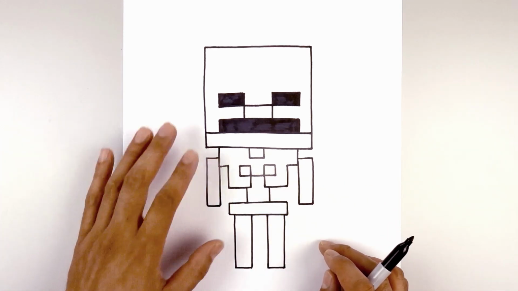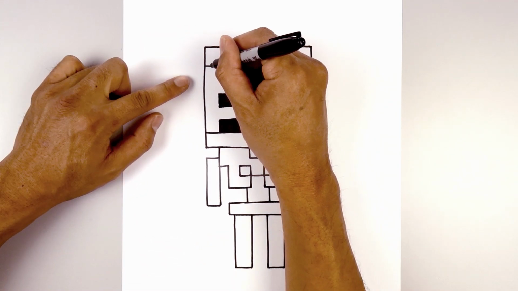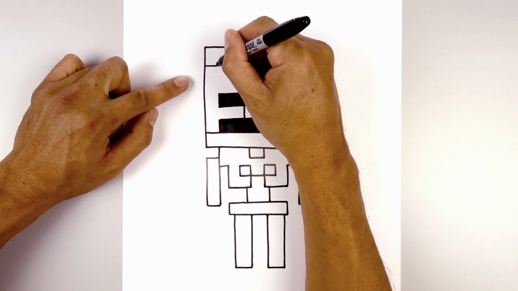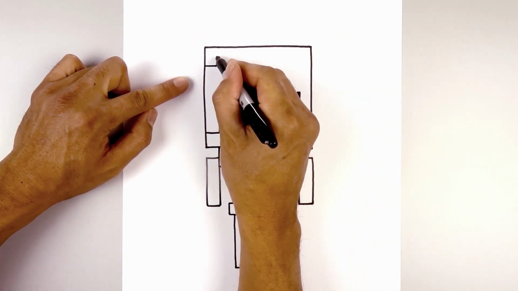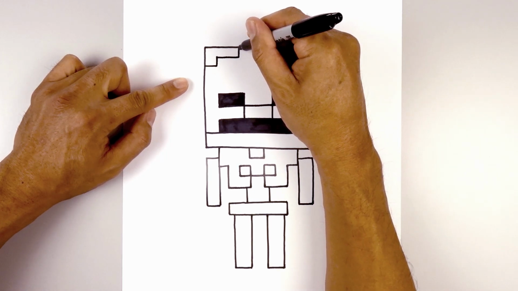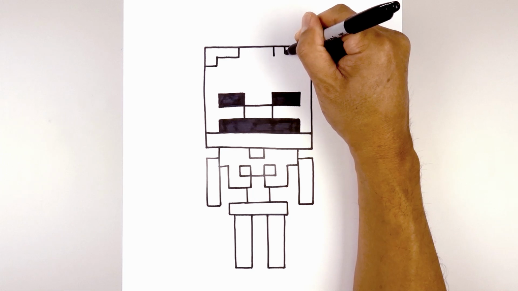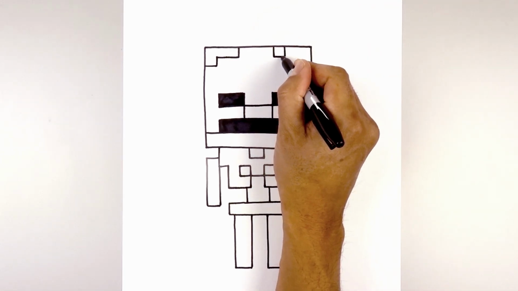Now the last thing we're going to do is add a few pixels around the body. Let's start with the head. Starting at the top, we're going to draw a short line coming in. We'll go up, come in, and we'll pull this up towards the top of the head. Let's add a small square on the right side. Two lines coming down, and we'll close off the bottom.